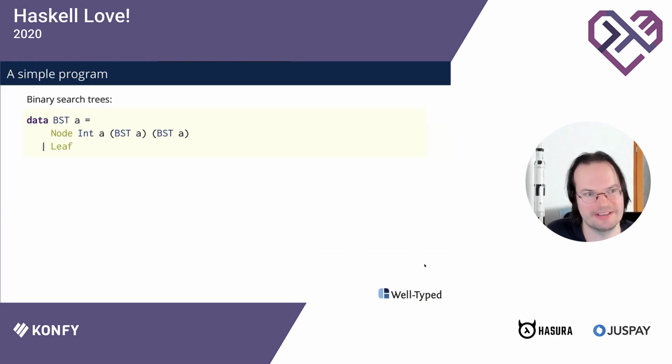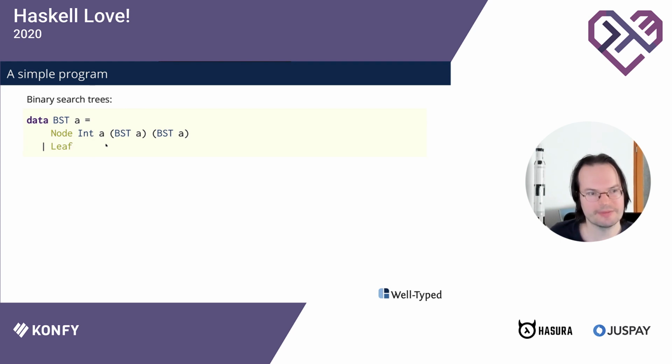So let's look at a Haskell program. This is a data type of binary search trees. These are simple binary trees where you have a left and a right subtree in the nodes. And we're fixing the keys to be integers, and the elements associated with these keys are of type A, which is a parameter of this BST type.